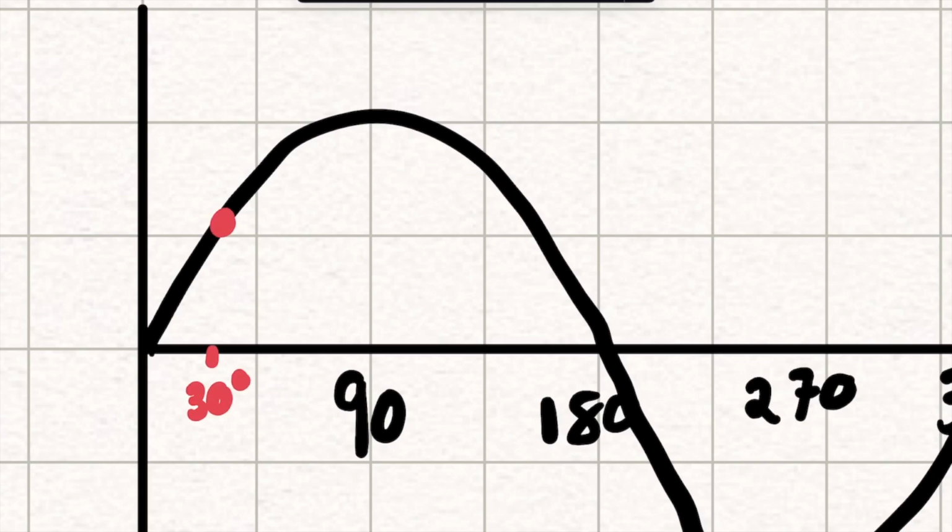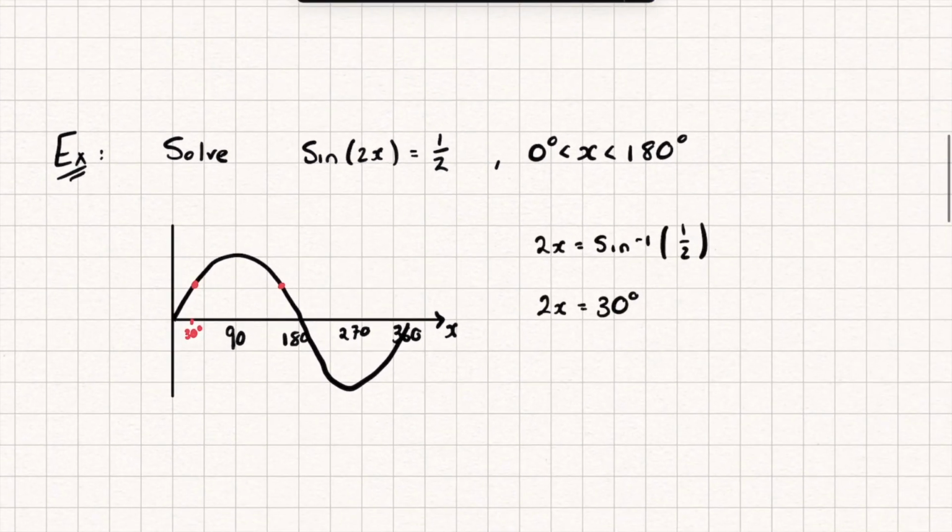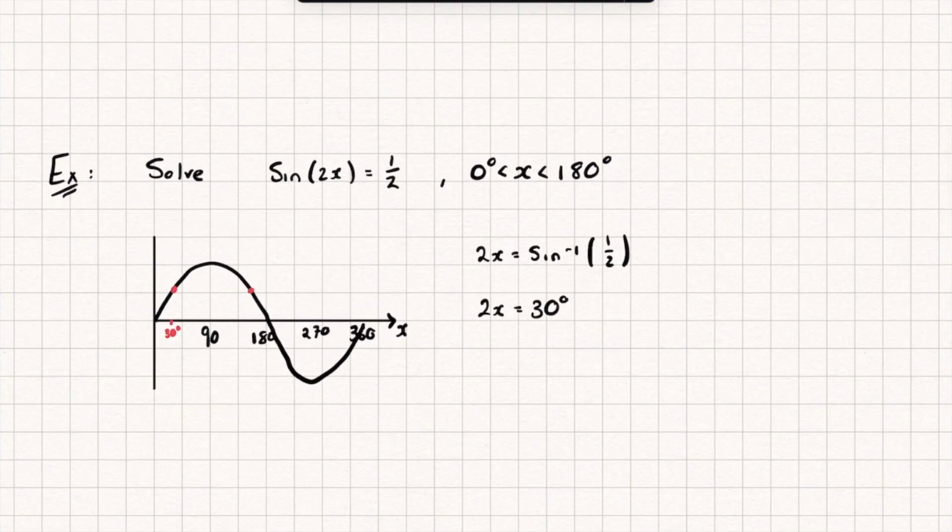Now because of the symmetry, I know that if I've gone 30 degrees to the right of the origin, and I go to 180 and go back 30 degrees, there's going to be another solution there, and that's going to be at 180 minus 30, which is 150 degrees. So let me write that down as another solution. 2x could also equal 150 degrees.